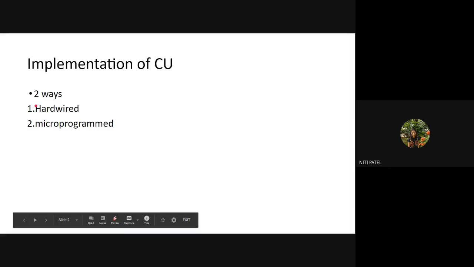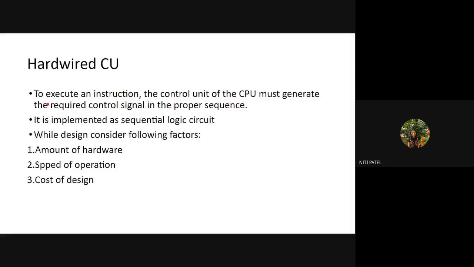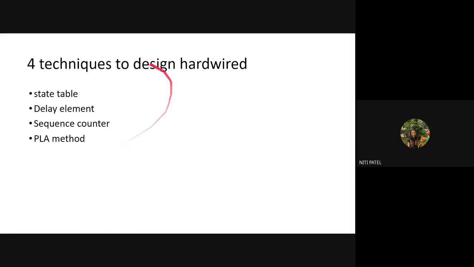What does my control unit say? Whenever I want to design a control unit, you either select hardwired or microprogram. So I have decided I will do hardwired. When I go into hardwired, what does hardwired say? For every execution, you have to generate some control signals. Those control signals should be in sequence. Out of all these four techniques, I've selected a state table.